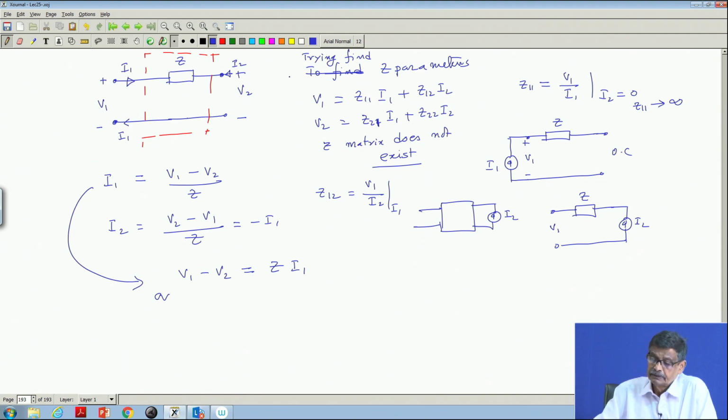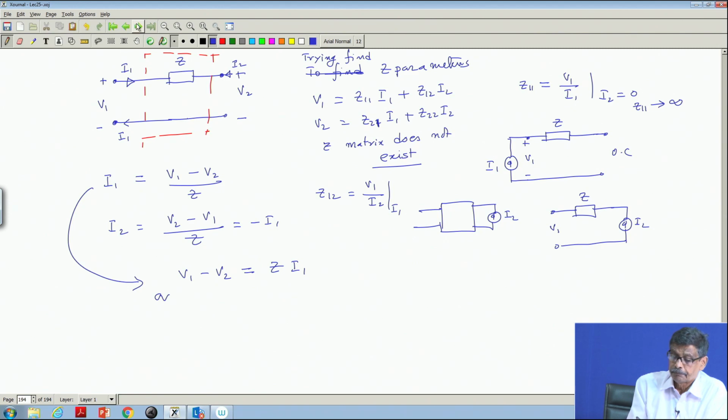Clear? Therefore, you understand this point. Acha, does the Y matrix exist? Can I find out the admittance matrix of this? Let us try to do it.